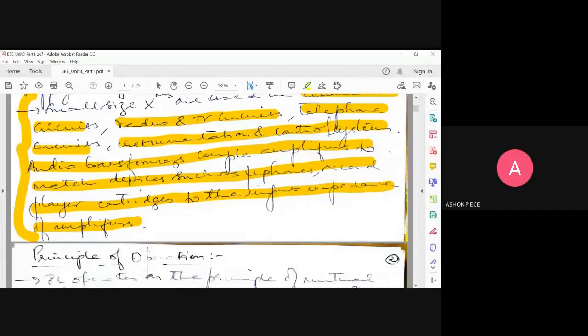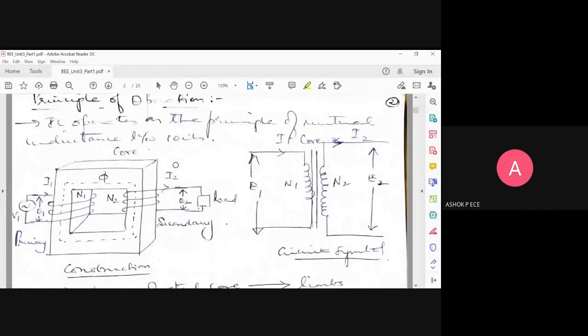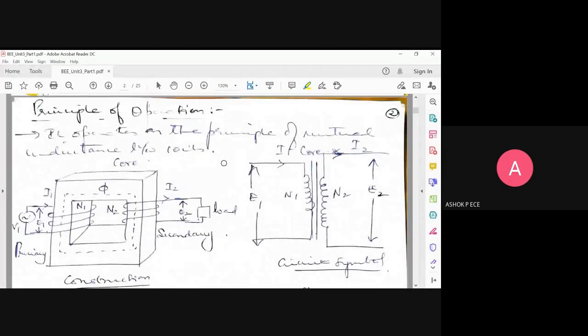Okay, now we'll go to the next one, principle of operation. So we'll see how a transformer will look like. We'll see the construction of transformer and we'll see how the transformer is operating.